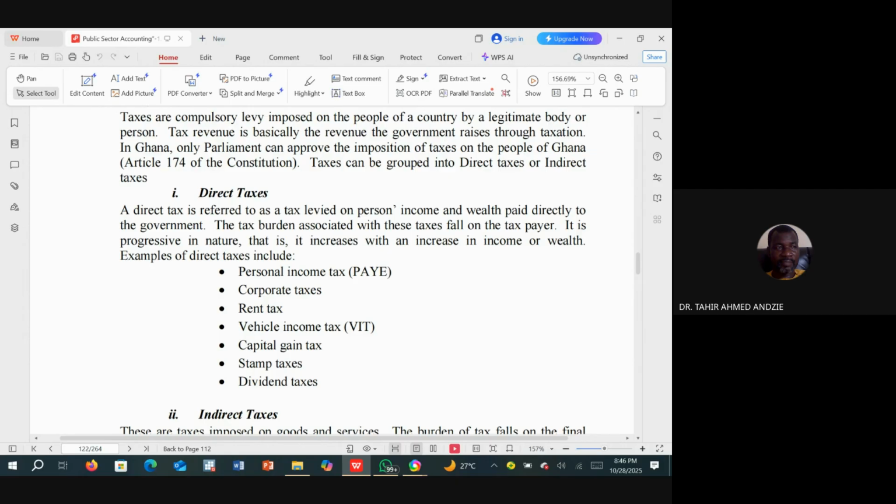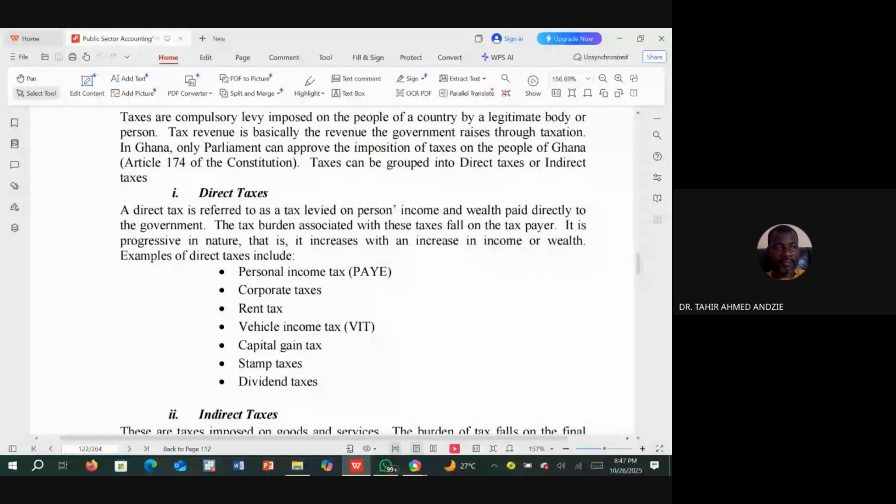So a direct tax is referred to as taxes levied on persons. Take note of persons' income and persons' income and wealth, paid directly to the government. So the tax is imposed on persons, and here persons includes corporations, legal personalities like corporations and companies. So individual workers, private individuals, and the companies, the taxes they pay are direct tax.